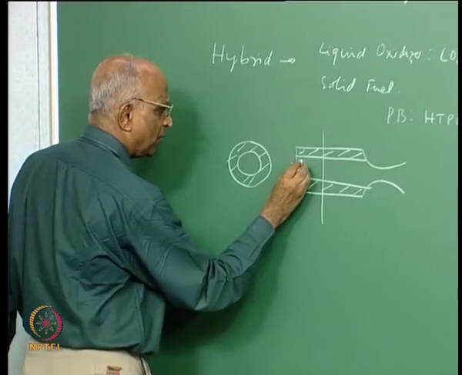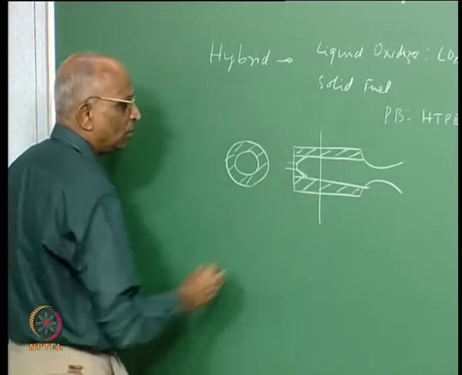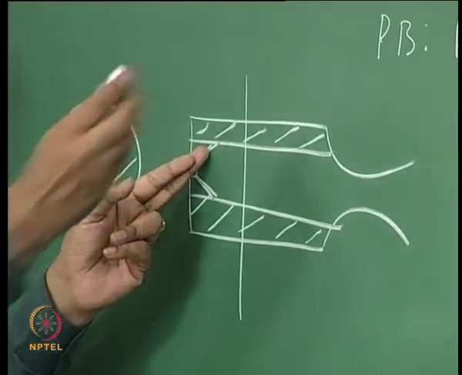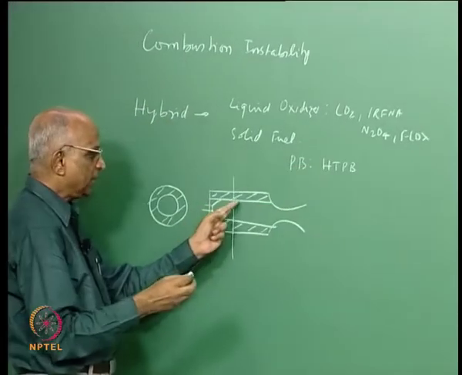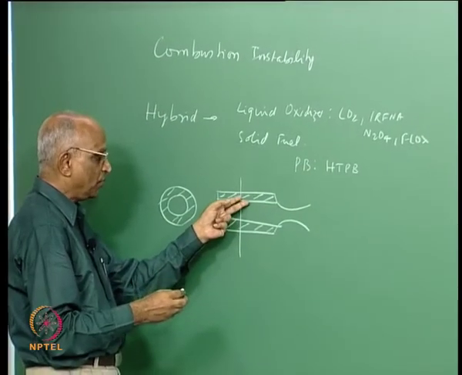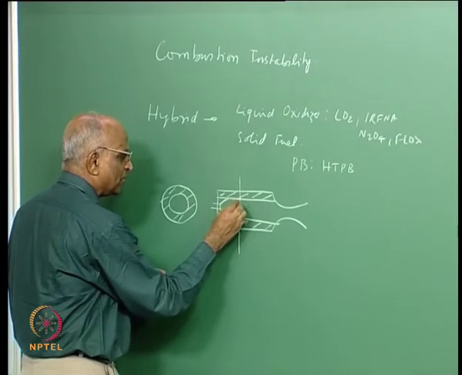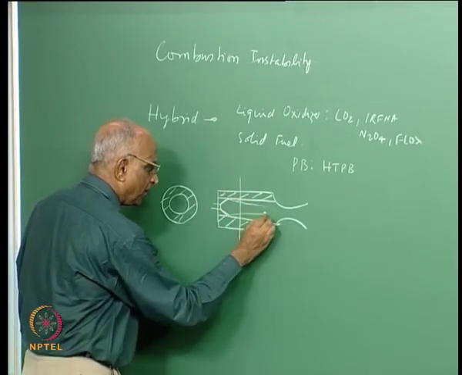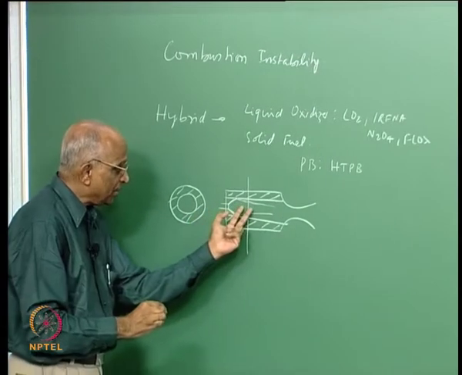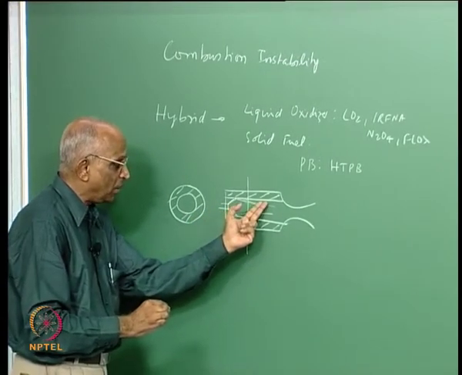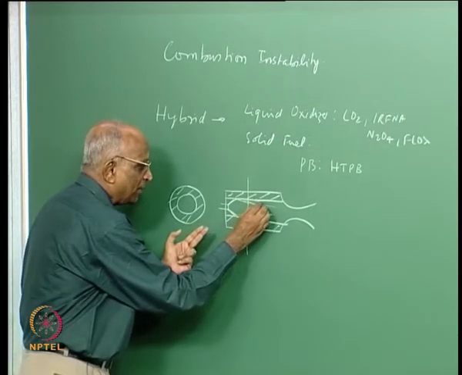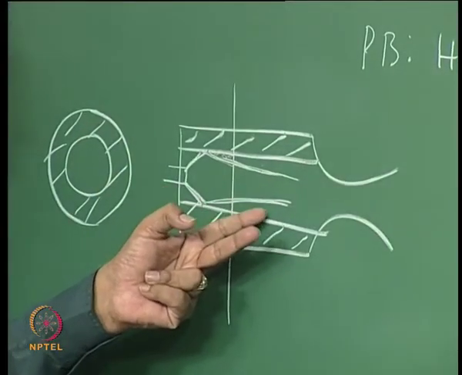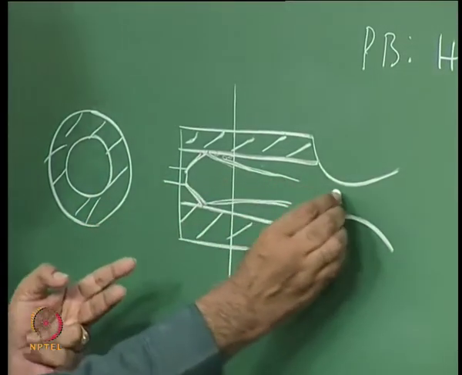I spray the liquid oxidizer onto the fuel, and in case the liquid oxidizer, like let us say IRFNA, is hypergolic with respect to the fuel, then it begins to react at the surface, vapor is evolved and keeps coming out. Here it is oxidizer rich, here it is the fuel vapor which is coming out, and therefore you have a stoichiometric mixture between the oxidizer and the fuel vapor. It burns and then you get the thrust.